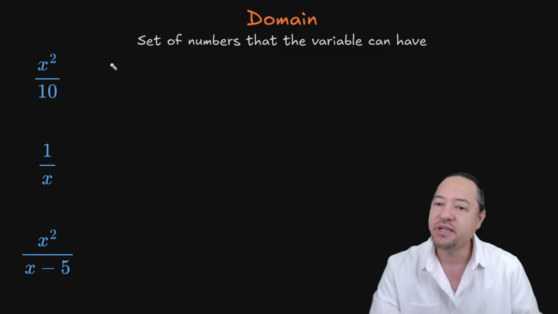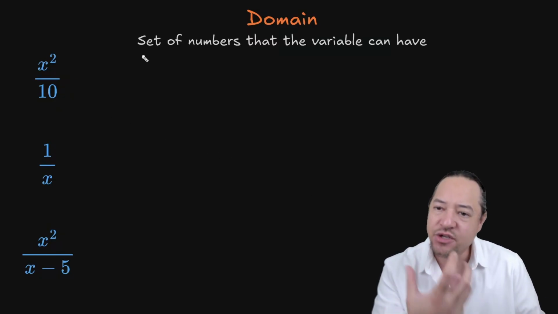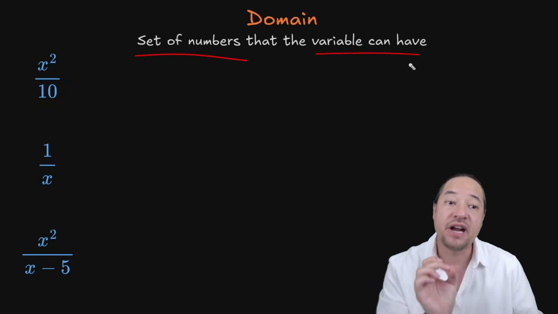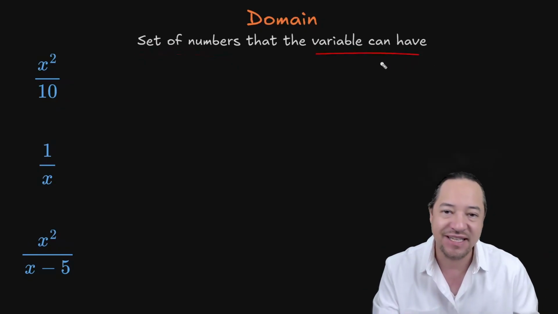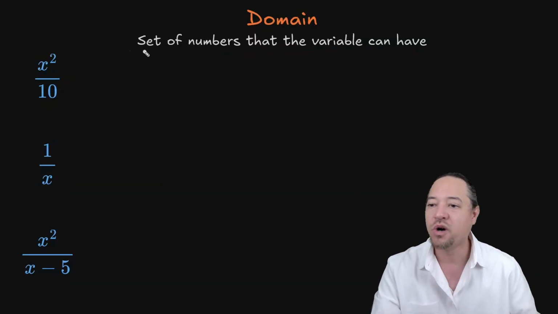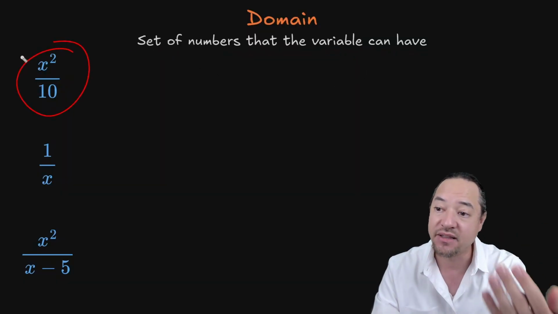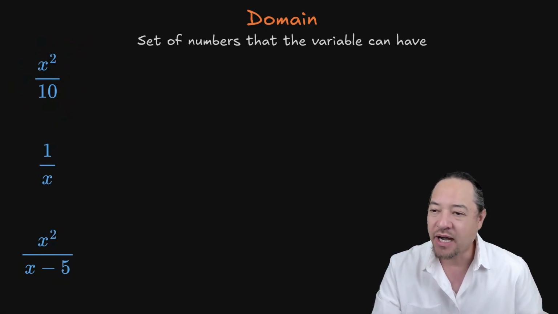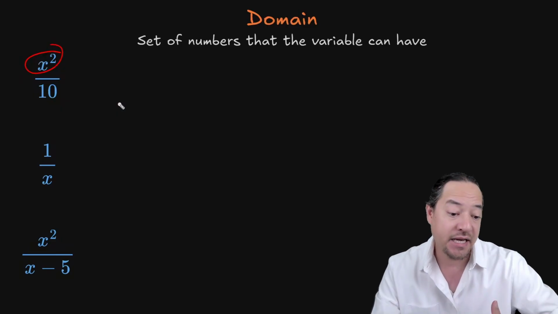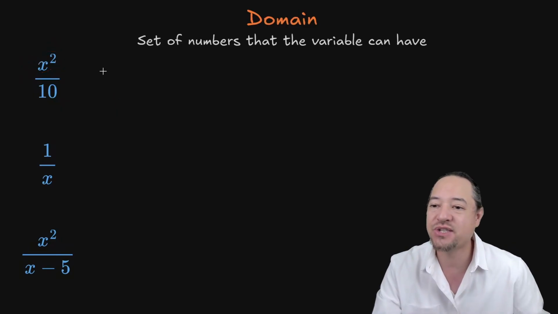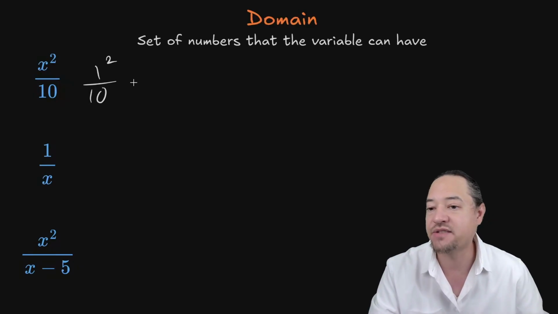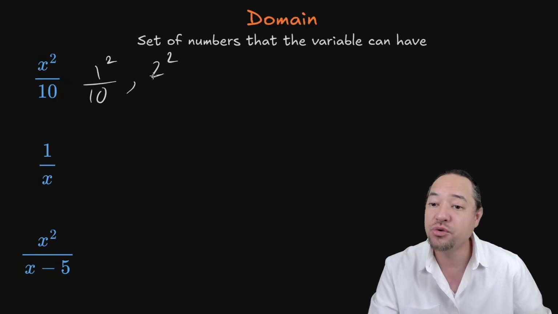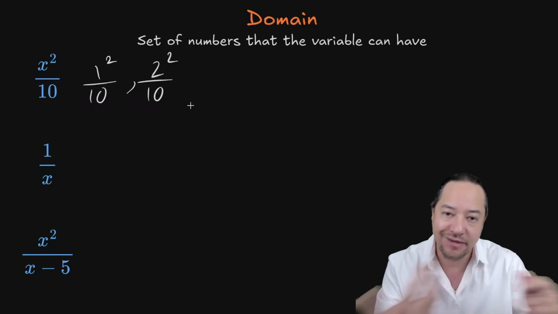And that's because if we look over here, we see what a domain is. A domain is just the set of numbers that the variable is allowed to have inside of our algebraic expression. Now, what do I mean? Well, if we take a look at this first one, x squared over 10, this is perfectly fine, right? I can put in any value I want for x, and I'll get a reasonable result. So for example, if I say that x is 1, I'll get 1 squared over 10. Well, that's just 1/10. That's fine. If I put x equals 2, I'll get 2 squared over 10. Well, that's 4 over 10. That's just a number. That's 0.4.